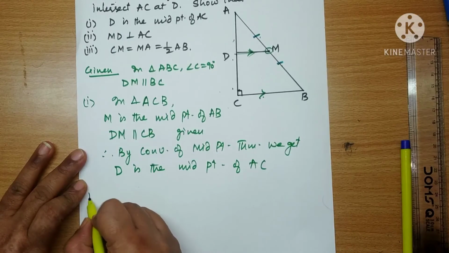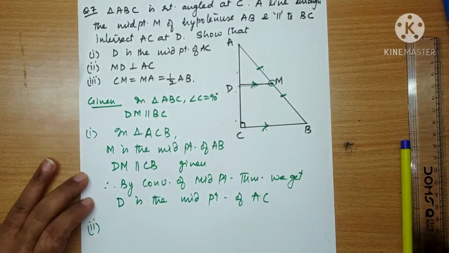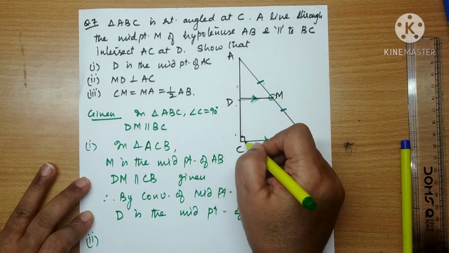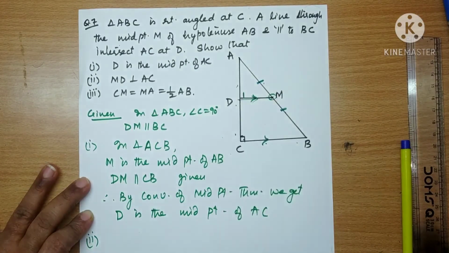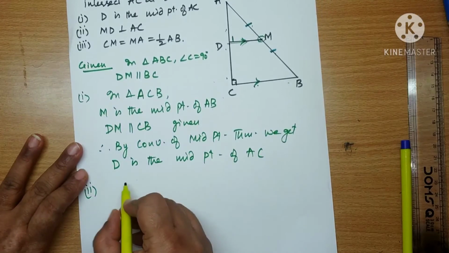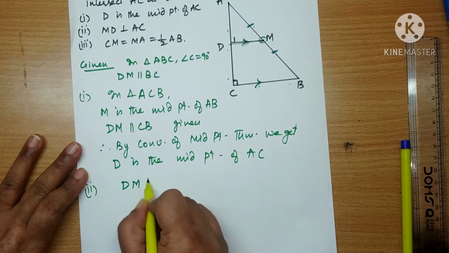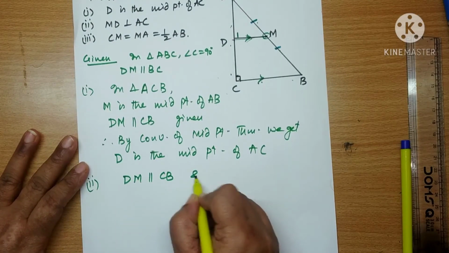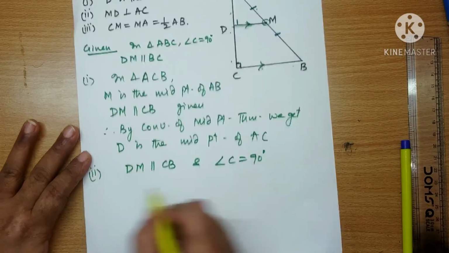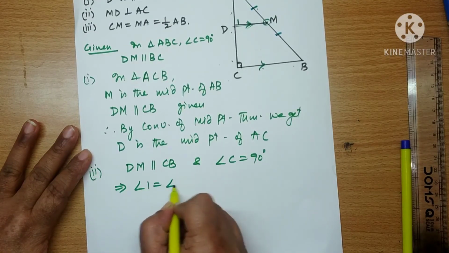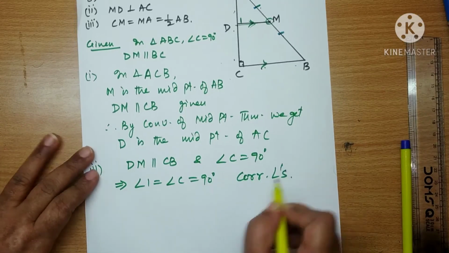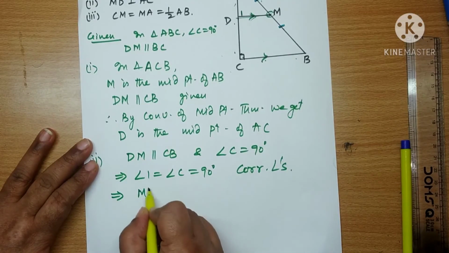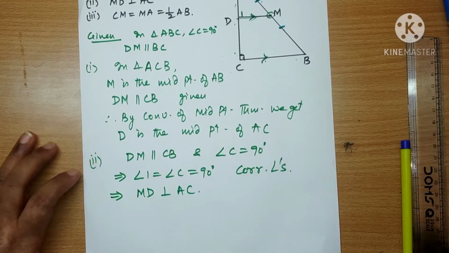Now second part, we need to prove MD is perpendicular to AC. Now see children, this angle is 90 and these lines are parallel. So this angle will be 90. Now see, DM is parallel to CB and angle C is 90, implies angle 1 equal to angle C equal to 90. Reason, corresponding angles. This implies MD is perpendicular to AC.